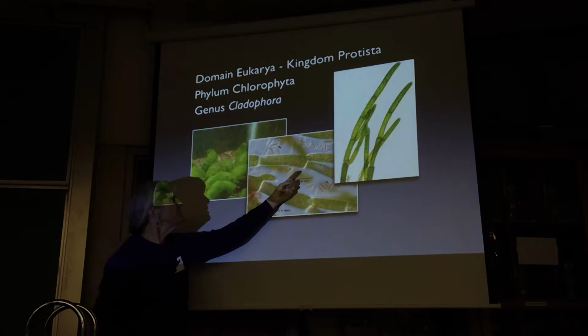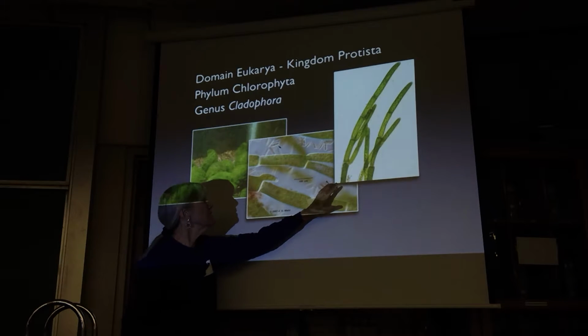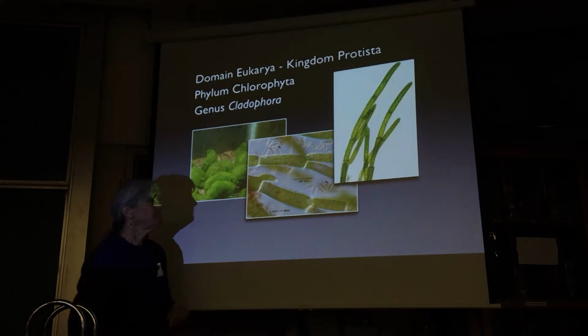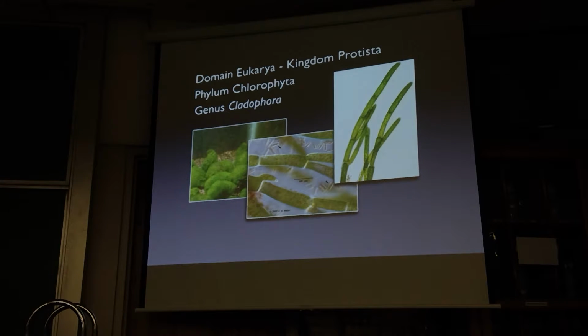The cells produce these branching filaments, and they branch and then they branch again. This is the only one we have that's filamentous and branching. So Chlamydomonas was single-celled, Ulothrix, Spirogyra, Aedagonium, all filaments, and then Cladophora is branching filaments.